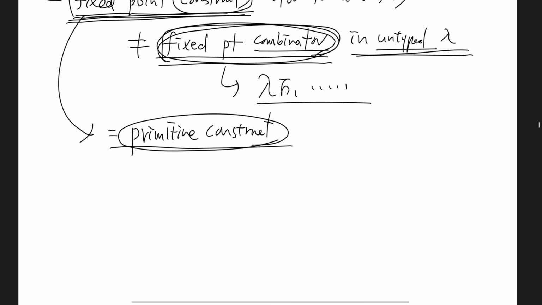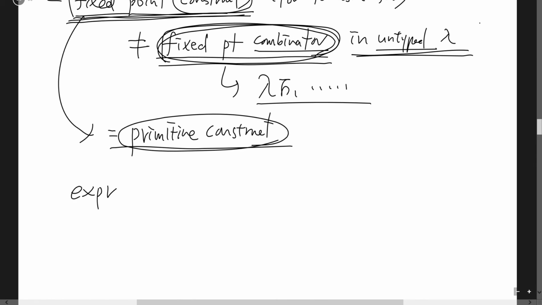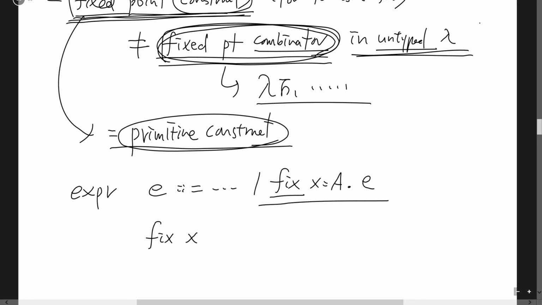So this is the syntax for the fixed point construct. Expression E now has this fixed point construct of this form. And the intended meaning of this fixed point construct, fix x a dot e, is that it is going to find a fixed point of this lambda abstraction, lambda x a dot e.